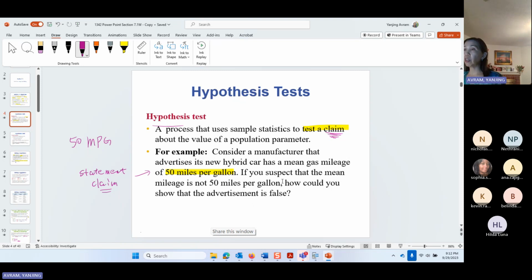So maybe I go to survey 30 hybrid cars and then test the MPG to see how many miles per gallon each of the 30 cars gets, right? And then I will be able to do my statistical analysis, and I'll be able to come back and tell the car dealer, hey, you told the truth or you were lying, that kind of thing.